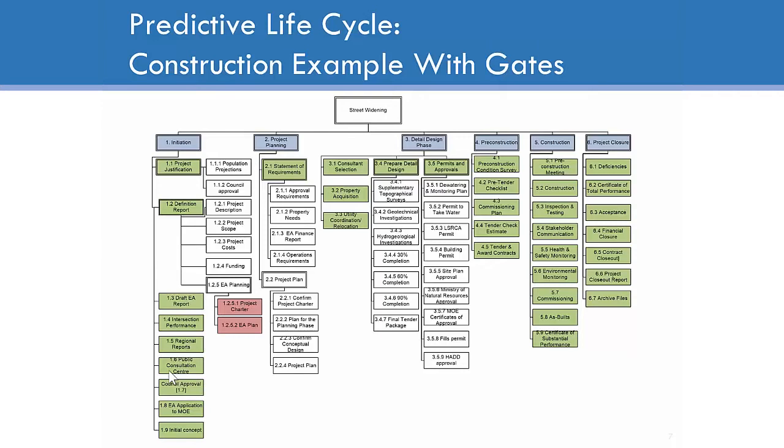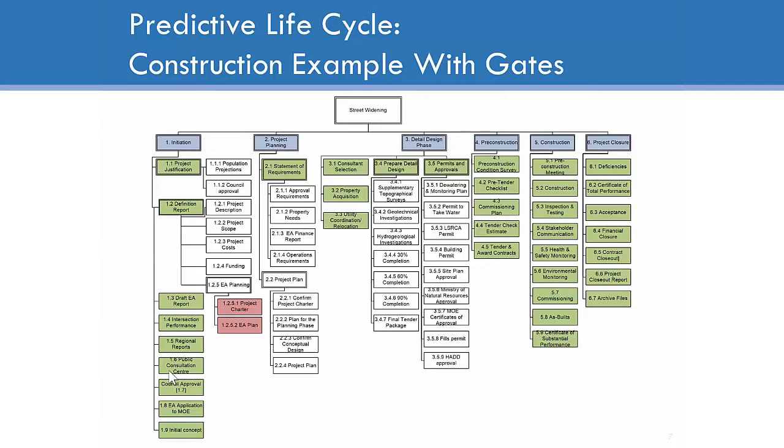Now, at the end of the initiation phase, we do not proceed into the planning phase until the charter is approved. We do not proceed from the planning phase into the detailed design phase until the project plan is approved. We do not proceed from the detailed design into pre-construction until the design is complete and we have approval to proceed into pre-construction phase, where we're out in the marketplace doing procurement. And then upon award of a contract, then we start construction.